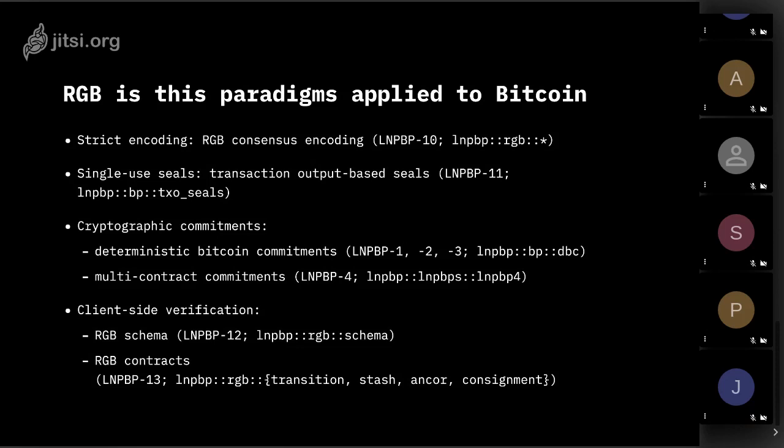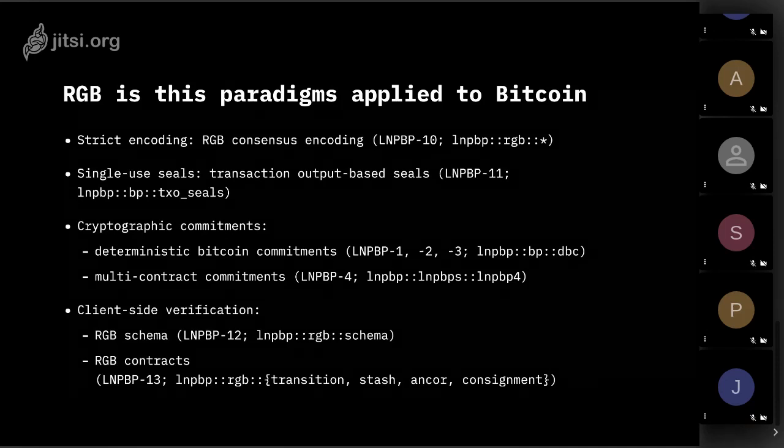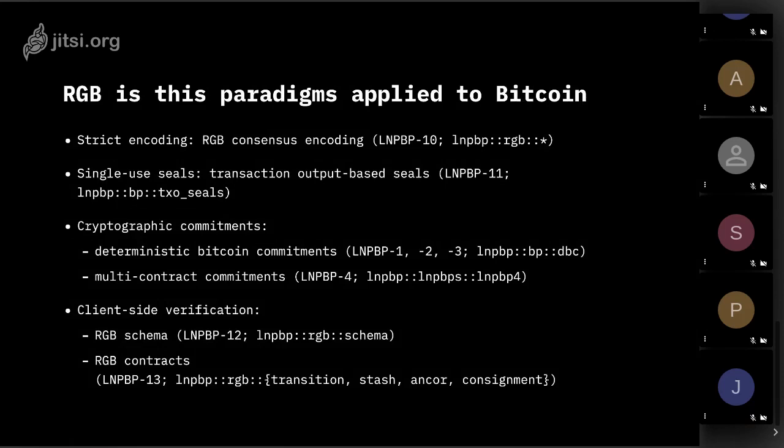It uses cryptographic commitments in two ways. First of all, to create deterministic Bitcoin commitments defined in LNPBP 1, 2, and 3, and in the Bitcoin BP DBC module of the Rust Lightning library, and multi-contract commitments. The thing that is used for this so-named sharding and contract isolation is defined in the LNPBP 4 standard and the module named LNPBP 4 after the standard. And client-side verification with the RGB schema and RGB contracts, which I will be covering later.